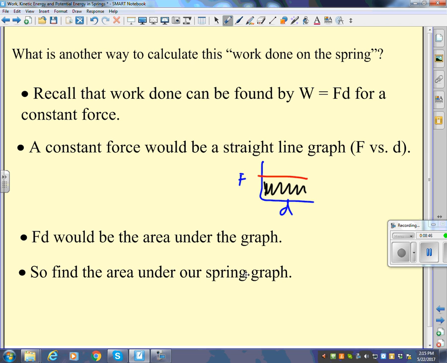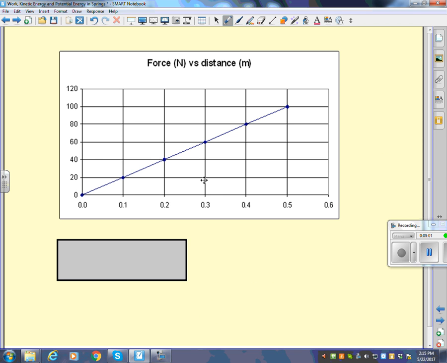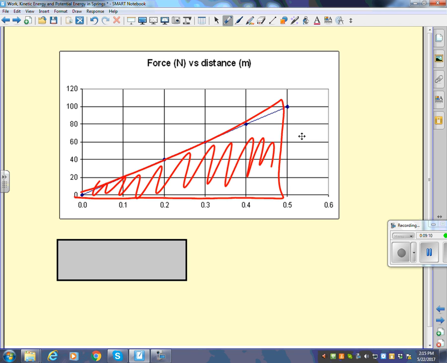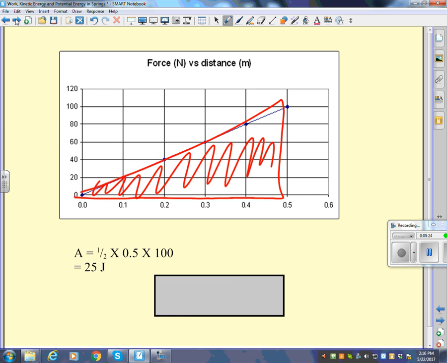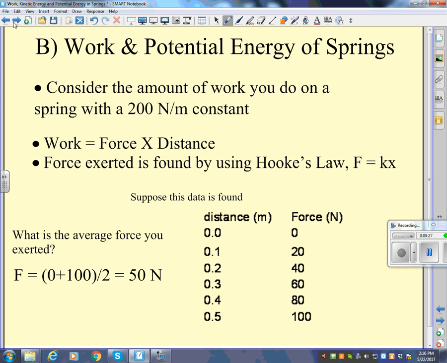So find the area under our spring graph. We're going to go back to that graph and find the area, because the area is going to be the work. Work is going to be the area under the spring graph. No big surprise. There it is there. We're going to find the area of this triangle here. So the base is going to be from 0 to 0.5. The height is up to 100. It's a triangle. Divide by 2. So that's 1/2 times 0.5 is the base times 100, 25 joules, which is exactly the same as what we got when we looked at it from an average force type of thing.